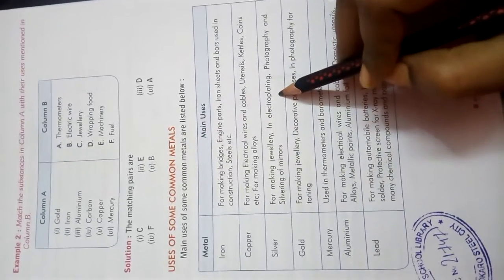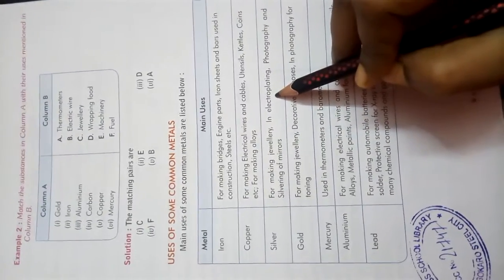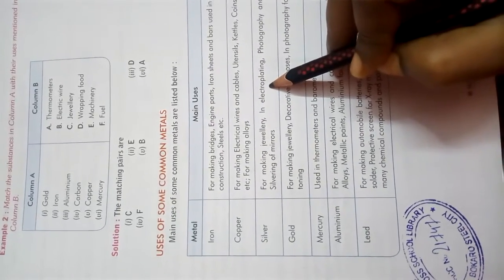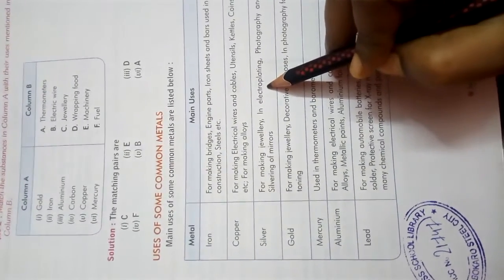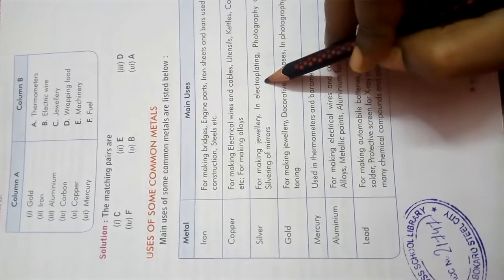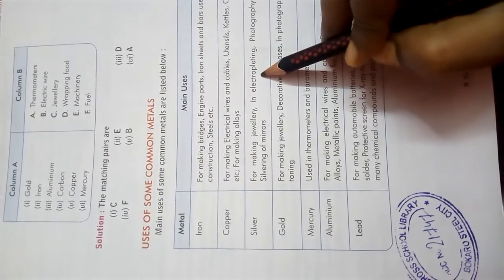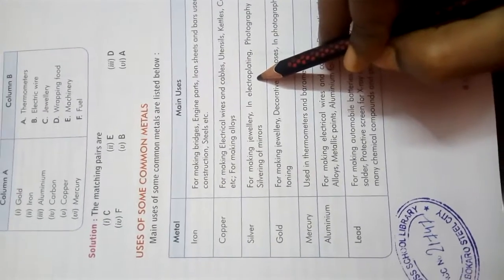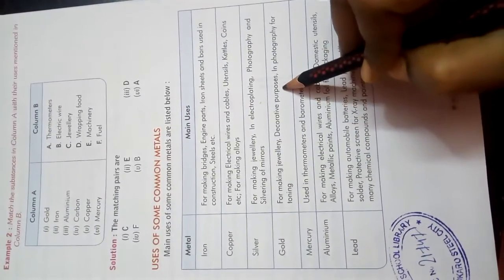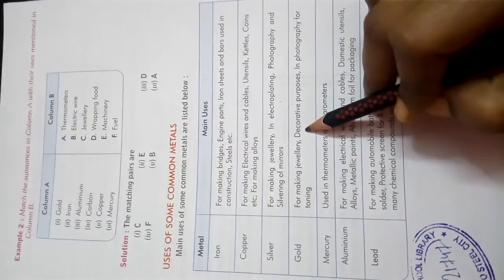Electroplating means the coating of a metal over another thing. For example, you have generally seen the coating of silver sheet on sweets and biscuits or any foodstuffs. That is electroplating actually, and it is also done on some other metals to prevent rusting. Gold: for making jewelry, decorative purposes, and in photography for toning. Gold is used in the process of photography also to make the picture glossier, more shiny.